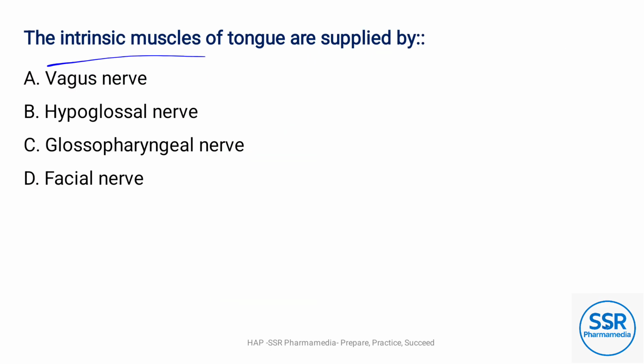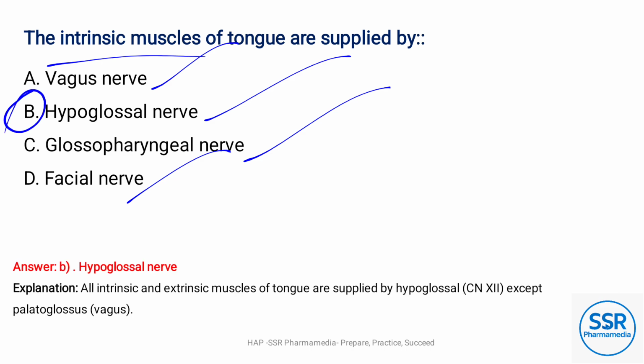The intrinsic muscles of tongue are supplied by option A, vagus nerve. Option B, hypoglossal nerve. Option C, glossopharyngeal nerve. Option D, facial nerve. So the answer is option B, hypoglossal nerve. All intrinsic and extrinsic muscles of tongue are supplied by the hypoglossal, cranial nerve 12, except palatoglossus, which is supplied by the vagus nerve.